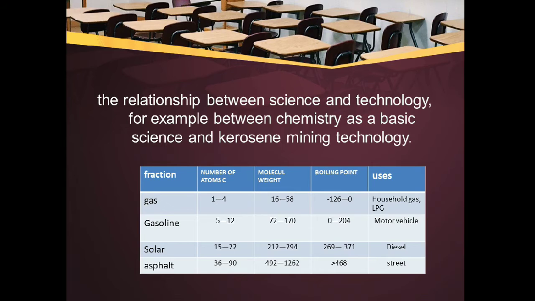The relationship between science and technology, for example, between chemistry as a basis of science and kerosene mining technology.